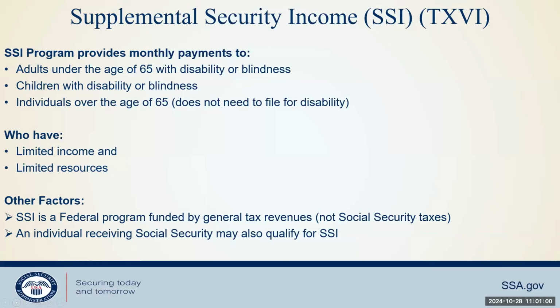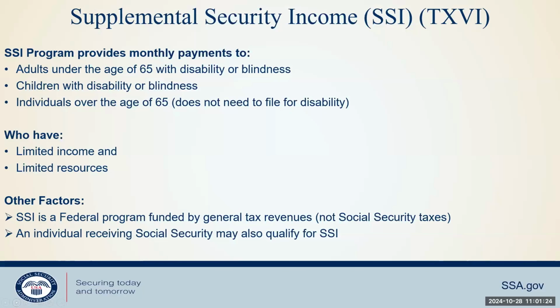If you're an adult 65 or older, we do not need to determine disability, okay? We're not going to take a disability claim. We simply look at limited income and resources. This is our needs-based program. It is a federally funded program paid out of general tax revenues. It does not come from the Social Security Trust Fund, okay?